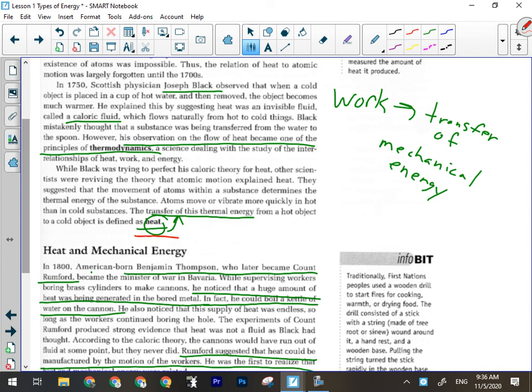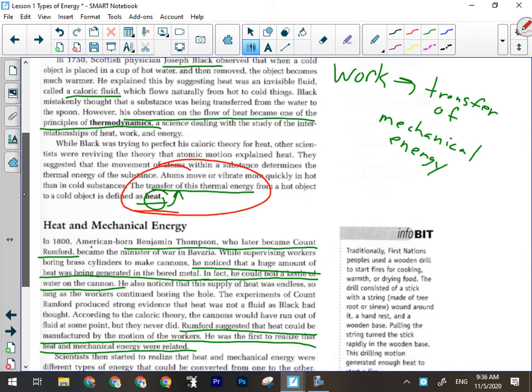All right, so just remember that. That's an important definition for you to know. Heat is not a form of energy in and of itself. It is the transfer of a form of energy, that being thermal.